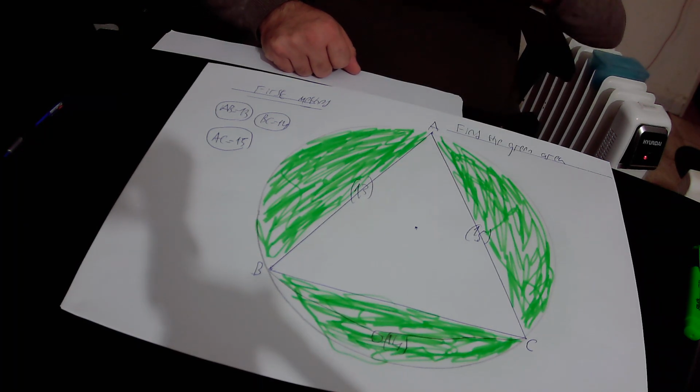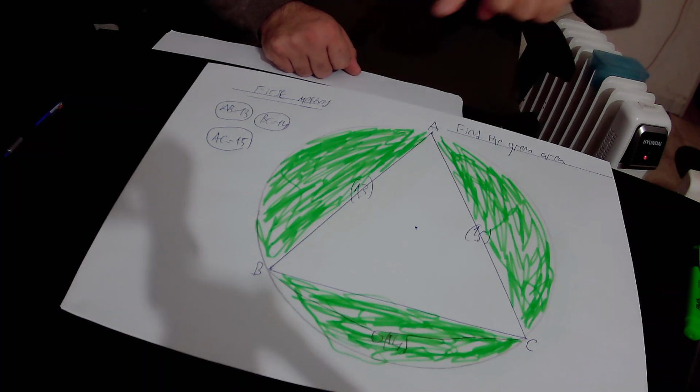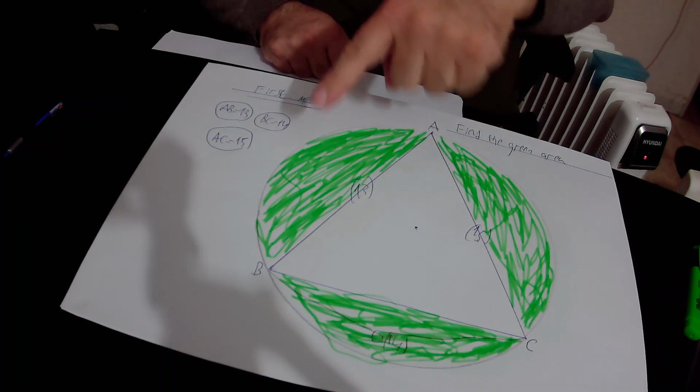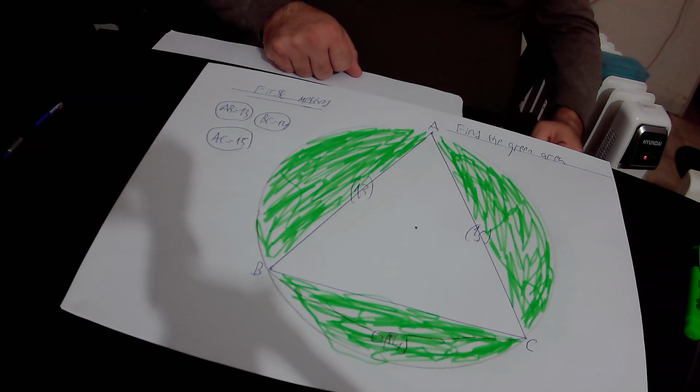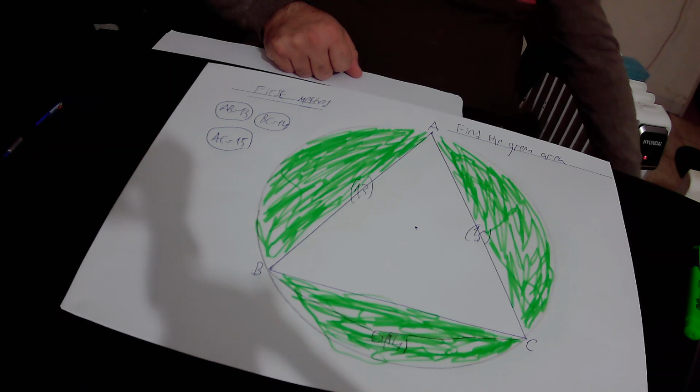From the drawing it is very clear that the area of this green shape equals the area of the circle minus the area of triangle ABC. So we start with the first method. In the first method I will present to you a new rule and we will implement the new rule in our drawing.